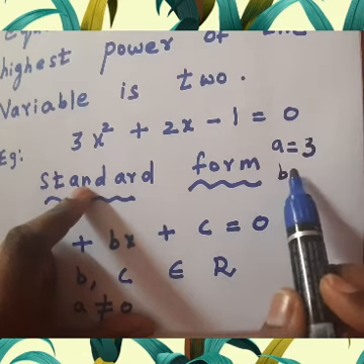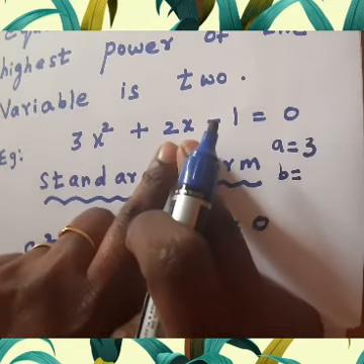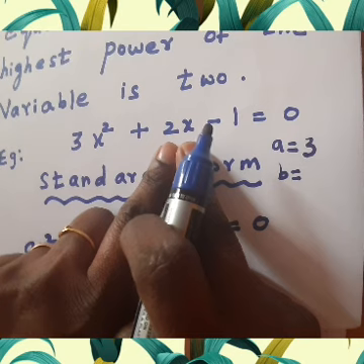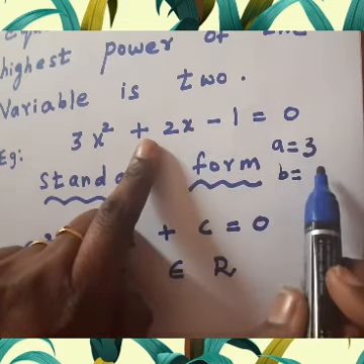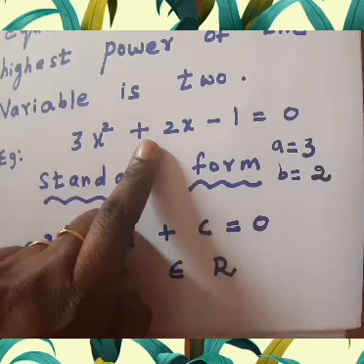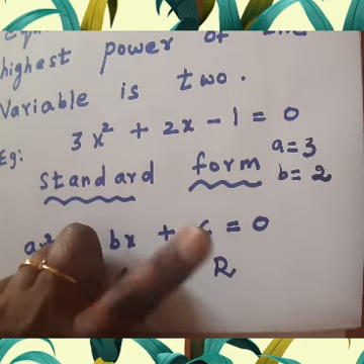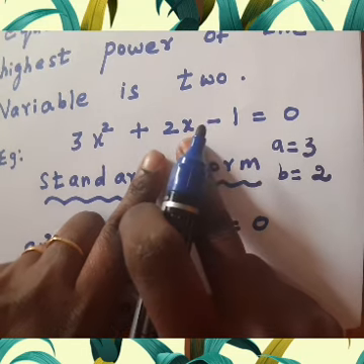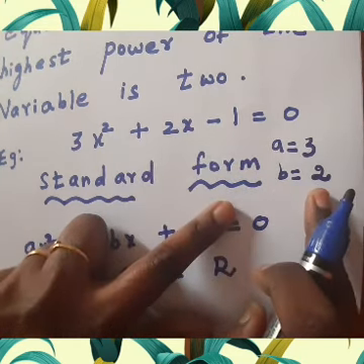B is nothing but the coefficient of x. So what is the term present next to x here? Positive 2. Okay, very good. Understood, students? So you have to be very careful. If you have minus, you have to put it as minus. But here the coefficient of x is positive 2. So the value of b is 2.